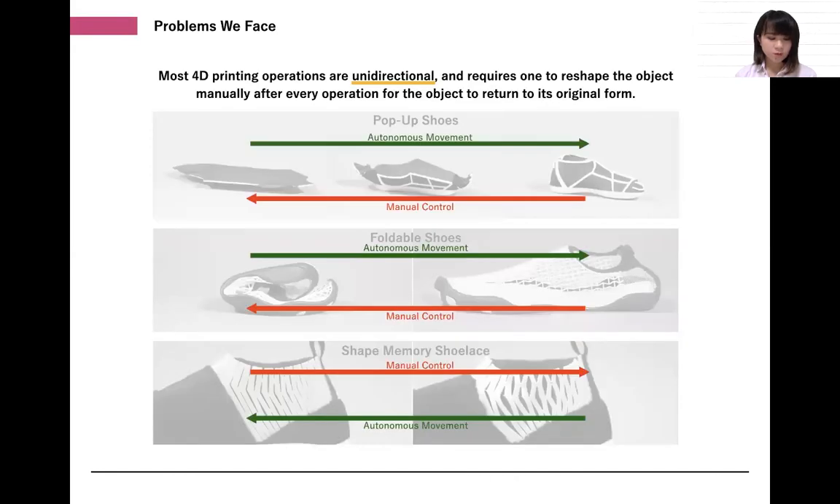On the other hand, 4D printing still faces problems. Most 4D printing operations are unidirectional and lack both reversibility and reproducibility, which requires one to reshape the object manually after every operation for the object to return to its original form. For example, the pop-up shoes can rise from a flat surface, but cannot return to its flat state on their own. The foldable shoes can unfold itself, but needs someone to fold it first. The shape memory shoelace can close autonomously, but needs someone to open the slits manually.